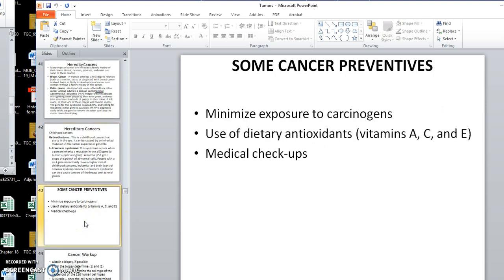What are some of the cancer preventives that we have? Well, minimize exposure to carcinogens. Antioxidants. Now, oxidation and inflammation are moving up on the list of possible causes of cancer. Remember we talked about oxidants, free radicals. Free radicals can attack the DNA and potentially cause that. So that's why some suggest dietary antioxidants. And then, of course, regular medical checkups.